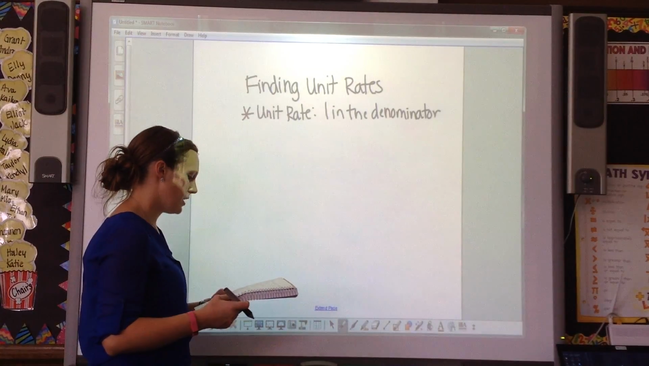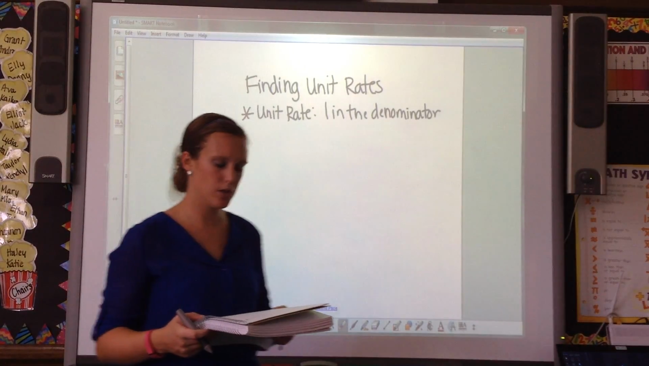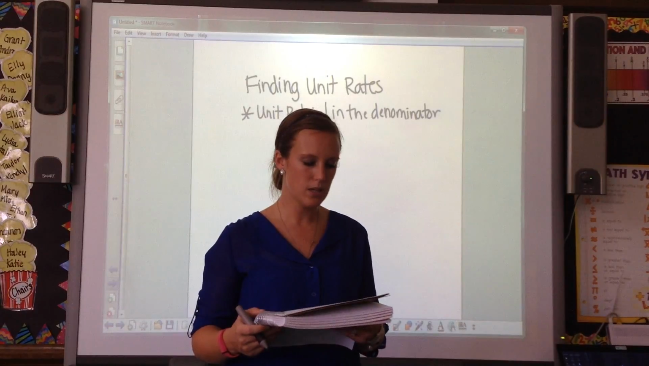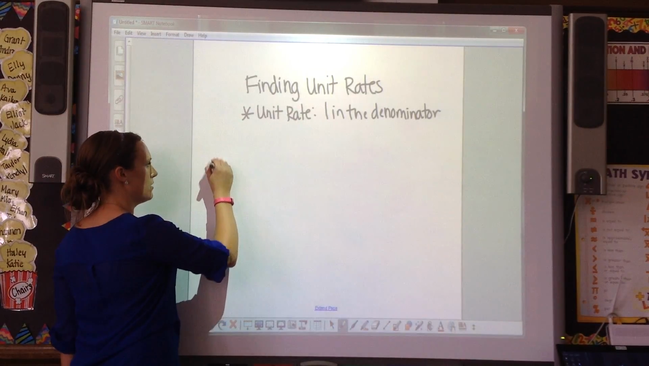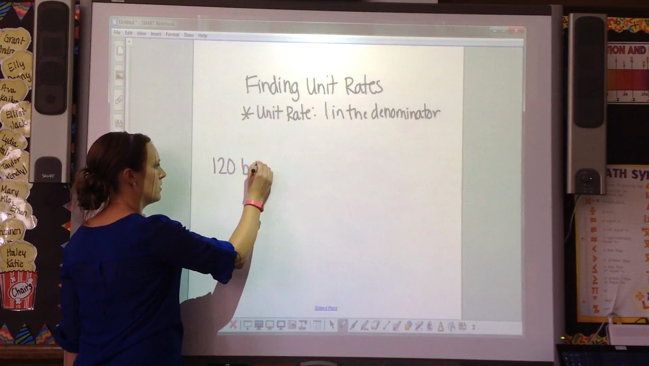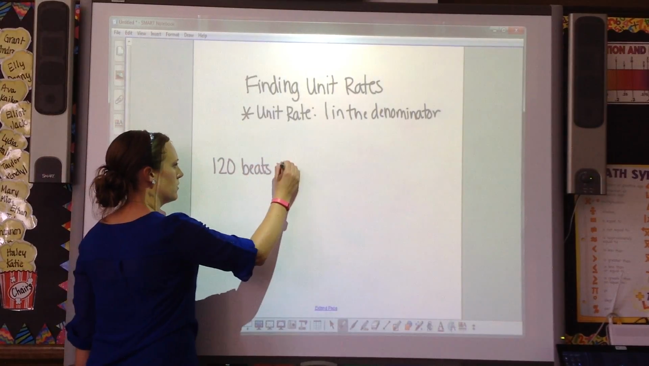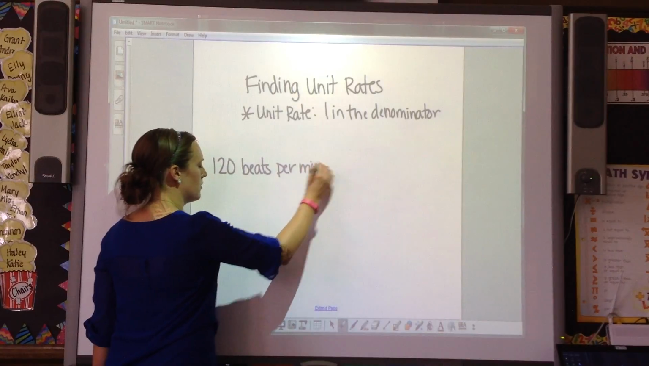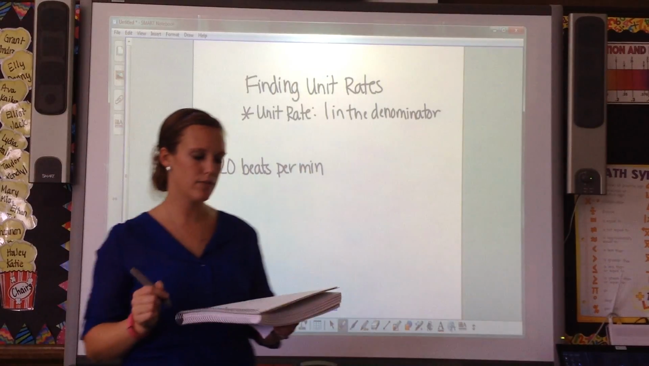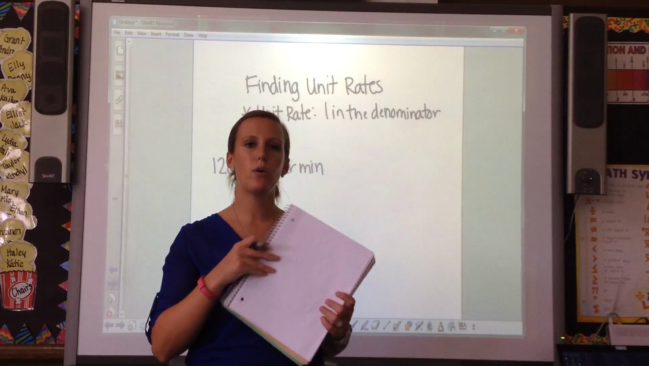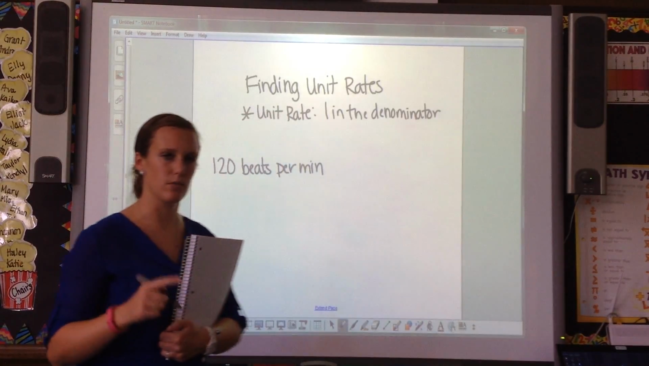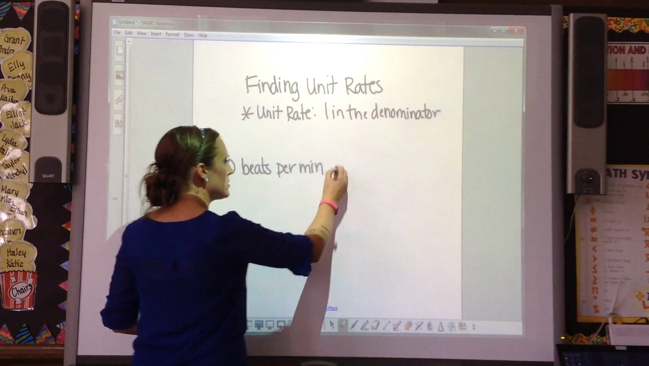Okay, so let's say we're dealing with beats per minute, like a heartbeat. And let's say someone has 120 beats per minute. Which is high. The average heartbeat is 60 to 100 beats per minute. And we want to convert this to beats per second. We want a 1 in the denominator. Beats per second.